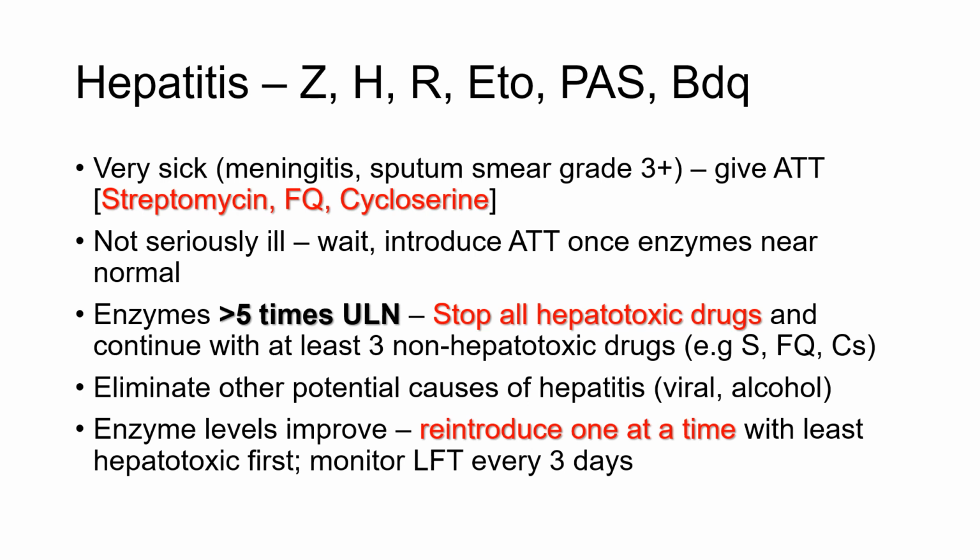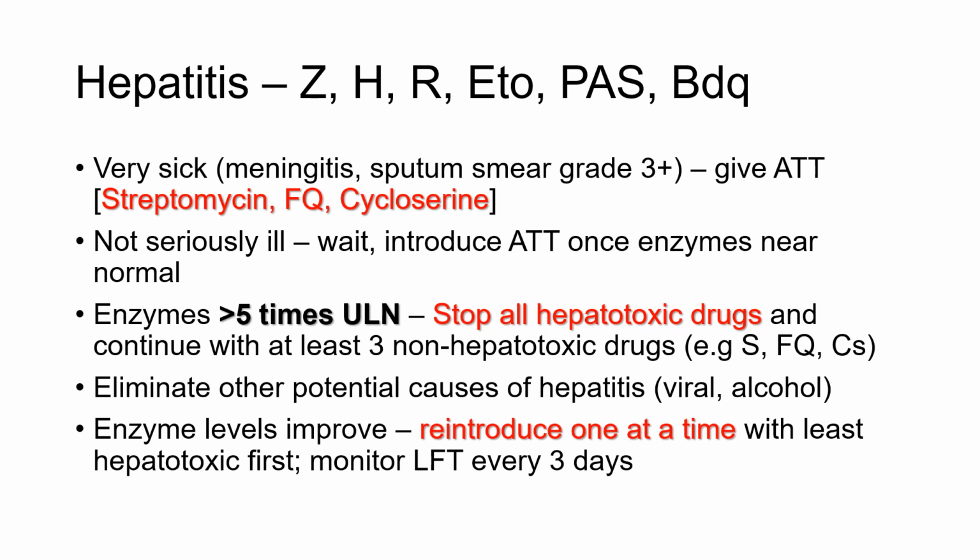If the enzymes are more than 5 times the upper limit of normal, then we have to stop all the hepatotoxic drugs and continue with at least 3 non-hepatotoxic drugs, that is streptomycin, fluoroquinolone and cycloserine. That means we have to see the enzyme level. If the enzyme levels are more than 5 times the upper limit of normal, then we have to stop all hepatotoxic drugs. We have to eliminate other potential causes of hepatitis like viral hepatitis, alcoholic hepatitis. Obviously those can also happen in a case of tuberculosis.